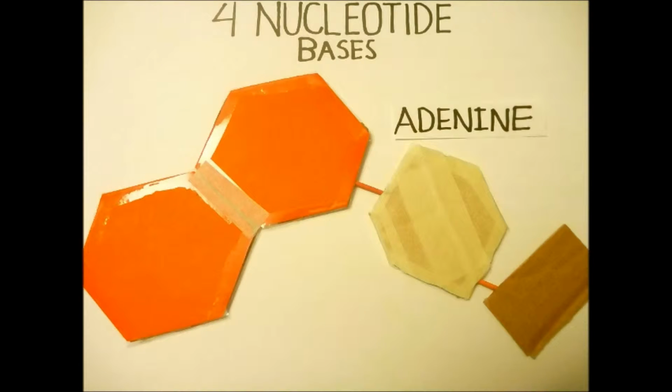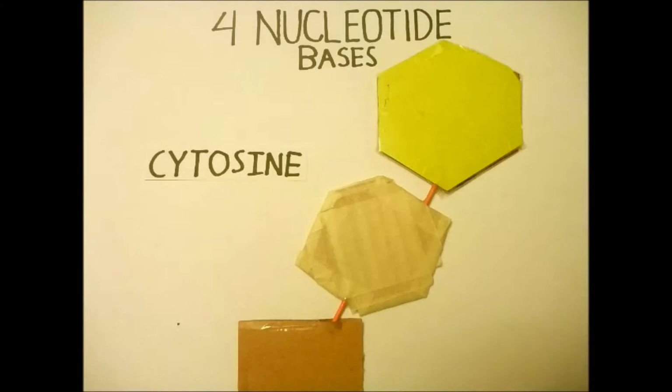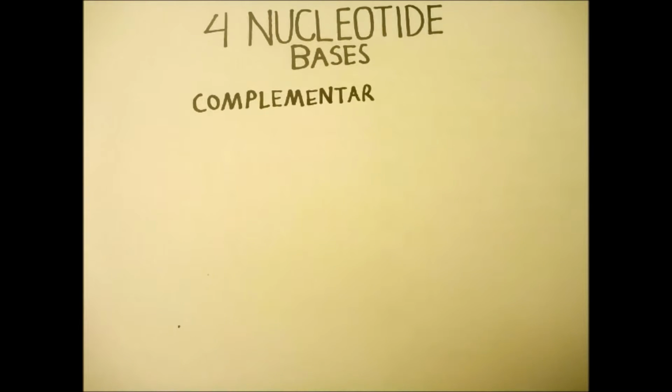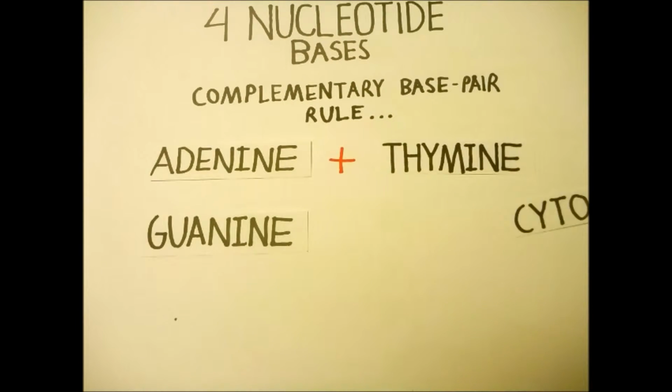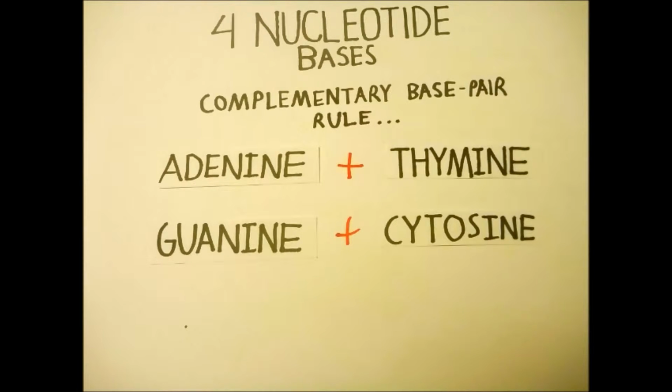There are four distinct nucleotide bases: adenine, thymine, guanine, and cytosine. The complementary base pair rule states that adenine can only bond with thymine, and guanine can only bond with cytosine.